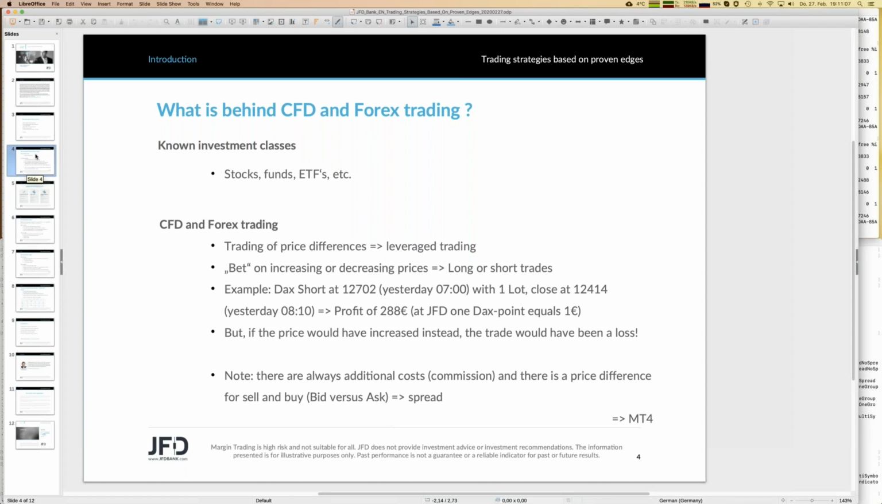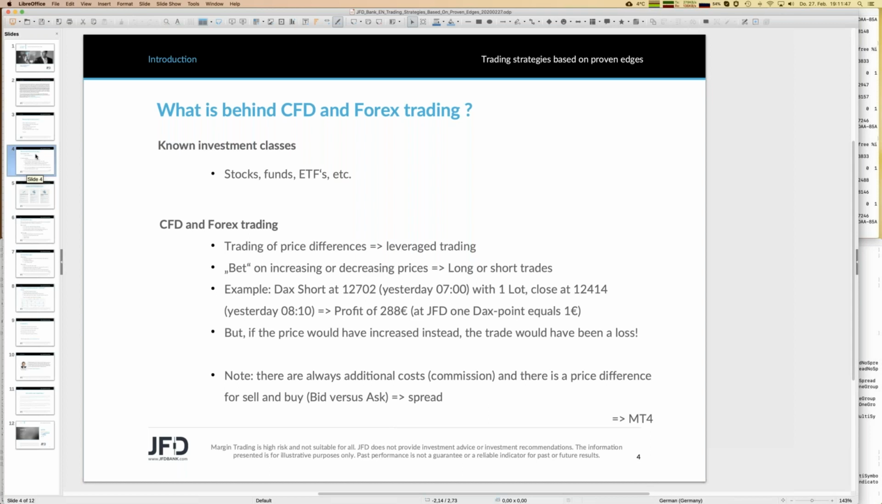So a long trade is always a bet on increasing prices, and a short trade, what you can do here, you can bet on decreasing prices as well. So you have always the opportunity to open a long or a short trade. Just a quick example, and the numbers are from yesterday when I prepared the German webinar. At that time, at 7 o'clock in the morning, the DAX was at 12,702 points.